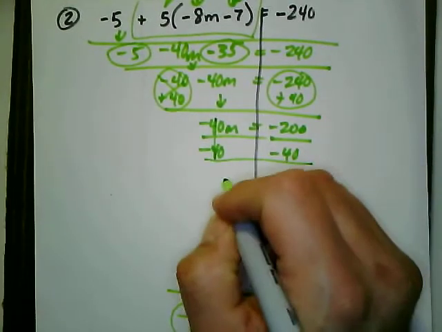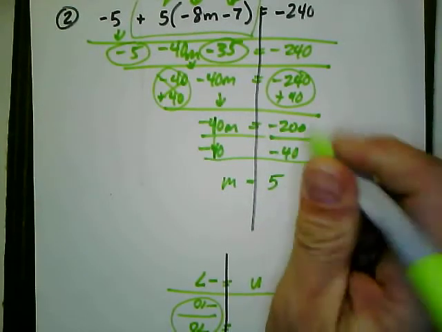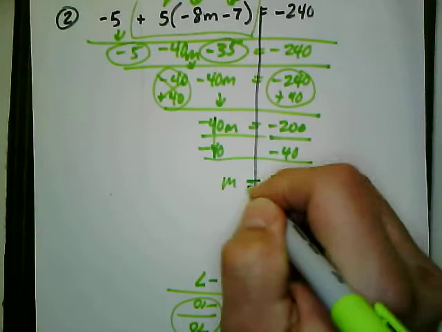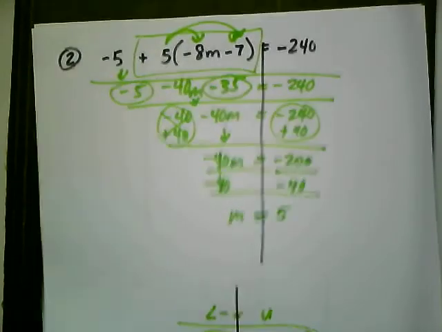Those two cancel. We're left with m, and it's 5. Remember, negative, negative should be 5. So don't forget those if you're going to use your calculator. Easy peasy on that one.